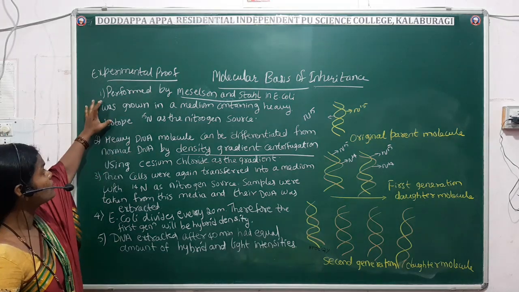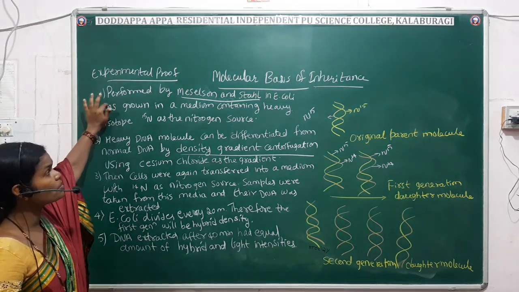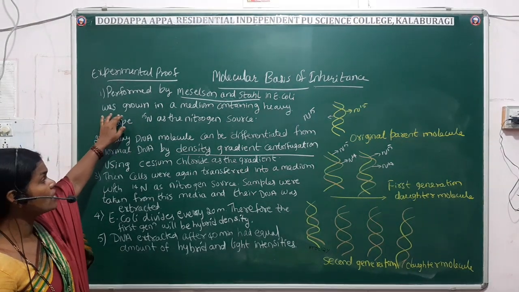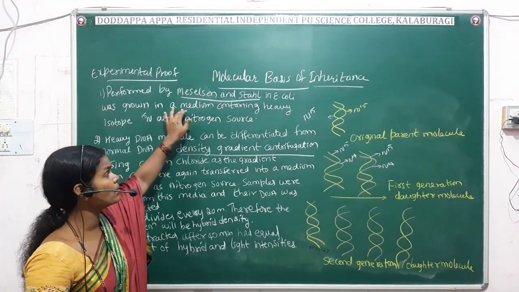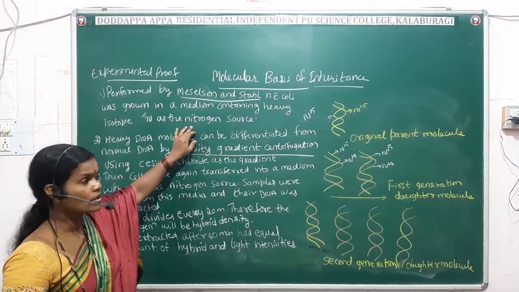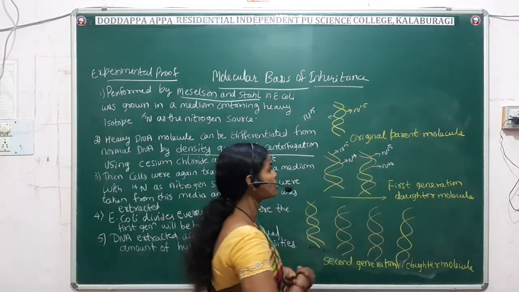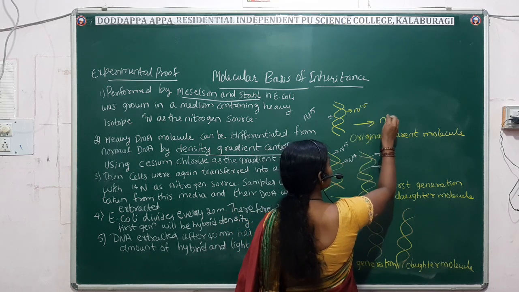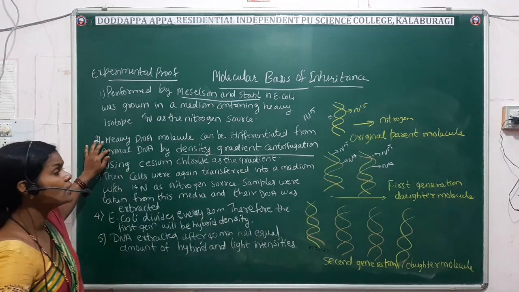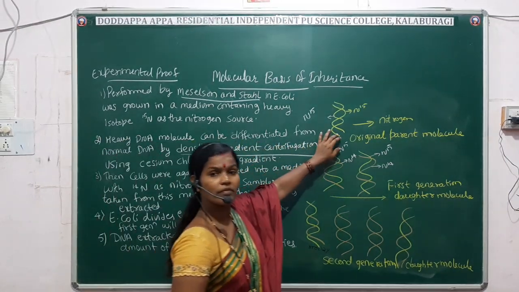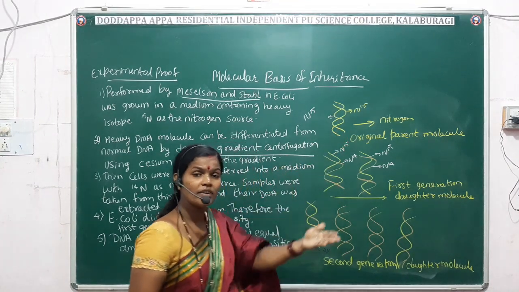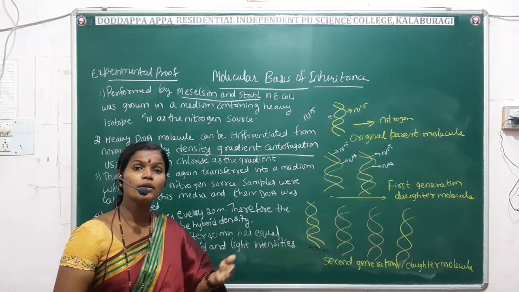See here, the experimental proof has been performed by the scientists called Meselson and Stahl in E. coli. This E. coli bacteria was grown in a medium containing the radioactive isotope as the nitrogen source. After this, what will they do? The heavy DNA molecule, now this has become heavy. That nitrogen DNA content has become heavy now. That heavy DNA molecule is separated from normal DNA.